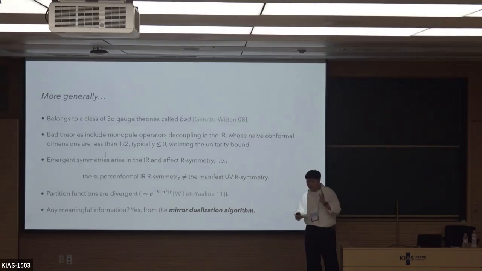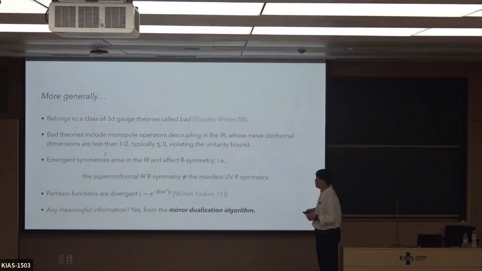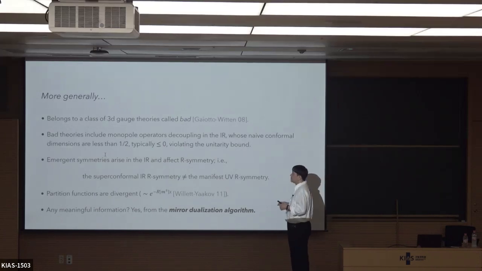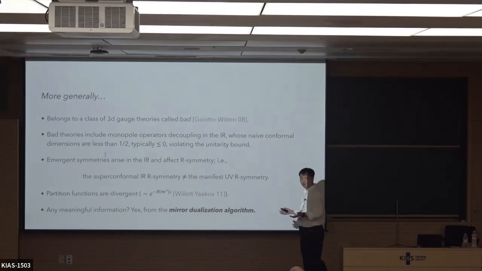And the thing is that the issue of this maximal super Yang-Mills theory, n equal to 8 Yang-Mills theory, is not only for this theory. It appears more generally. So in general, this theory belongs to a class of 3D gauge theories called bad, according to Gaiotto-Witten's classification. And this bad theory includes the monopole operators, which decouple in the IR, whose naive conformal dimensions are less than 1/2, and typically even negative. In such a case, we know that due to this unitarity restriction, it violates the unitarity of the theory.